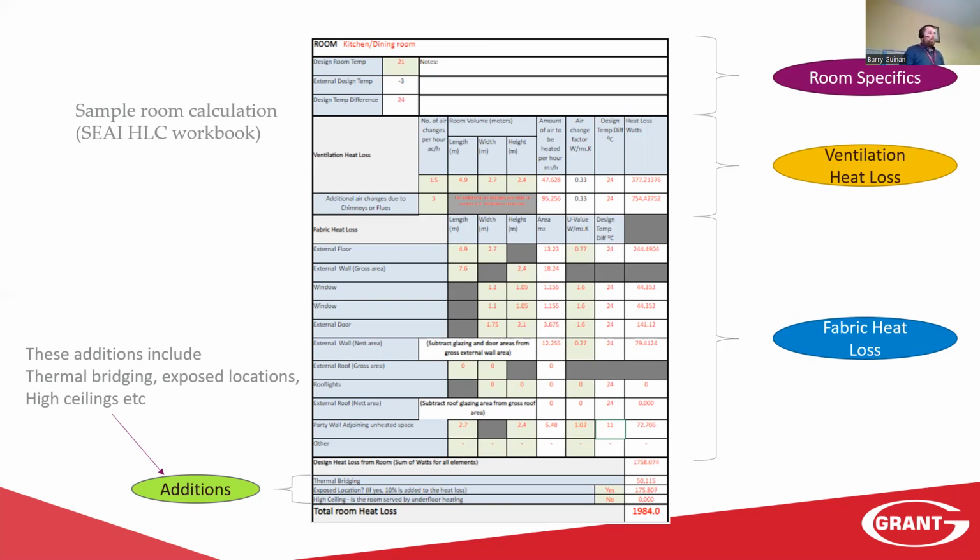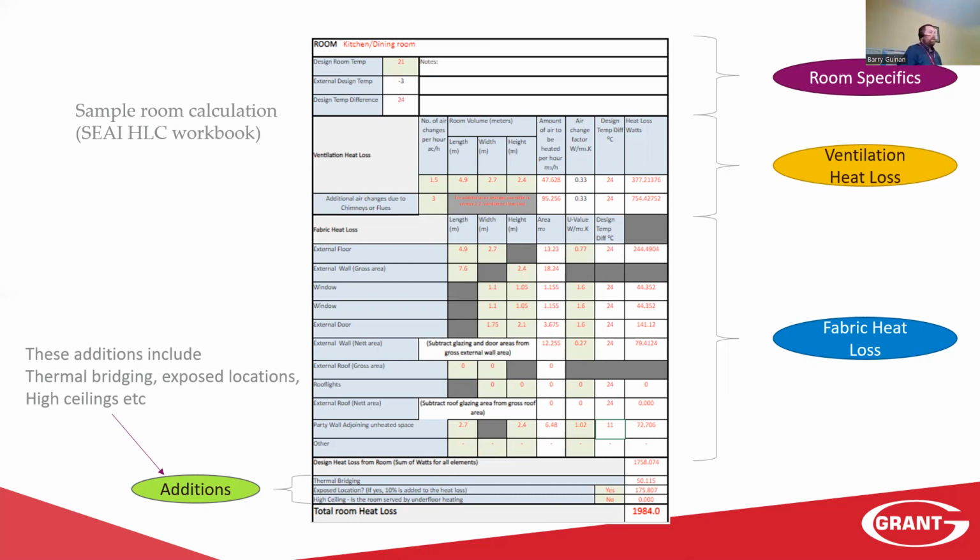So factoring in what we've said about the different types, if we start at the top, you'd have your room specific entry. This would be the actual type of room it is, whether it be a kitchen, a bedroom, or a bathroom. Then it would have its corresponding design temperature and external design temperature.